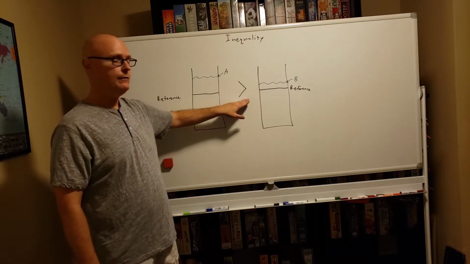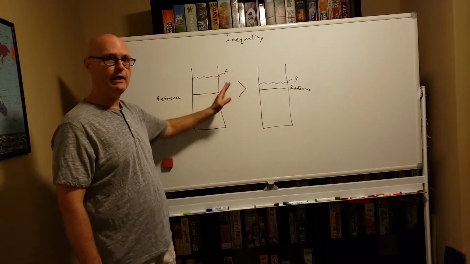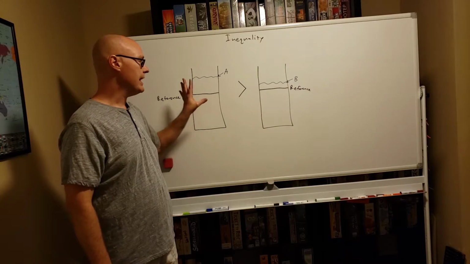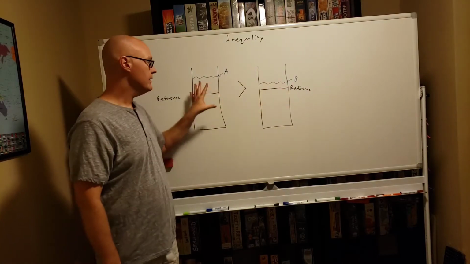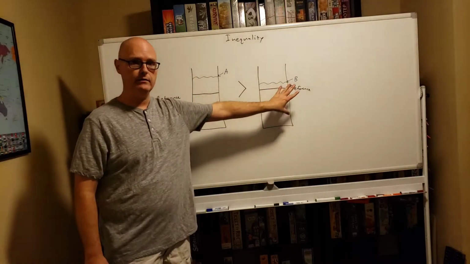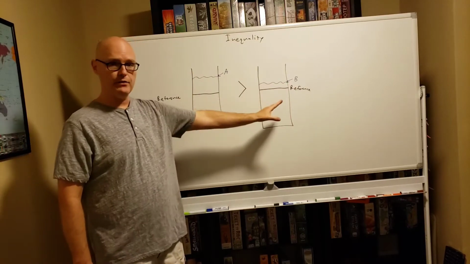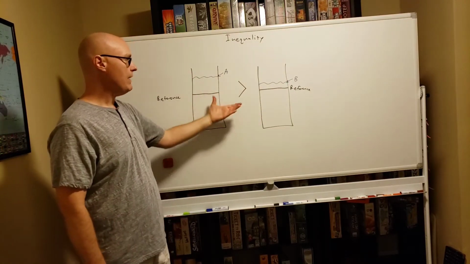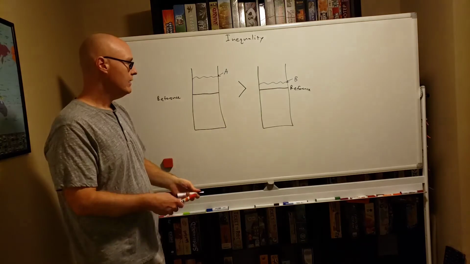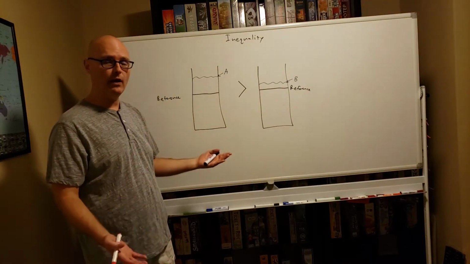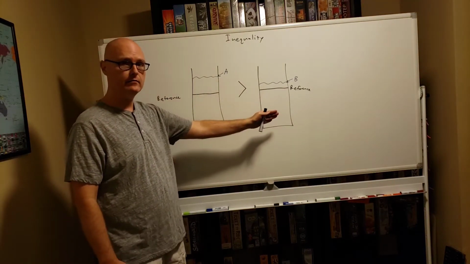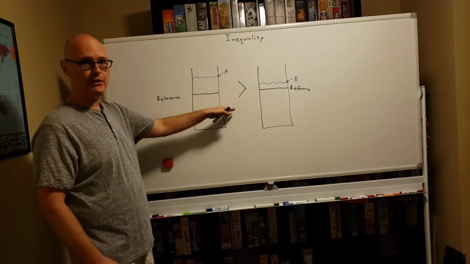I have an inequality. The bigger side of the inequality is the bigger quantity. So this is a greater than. This quantity is greater than this quantity. So I have this relationship. Now, if I have this relationship and I were to add a constant quantity of water to both sides, I would not change the relationship. So we can see that.